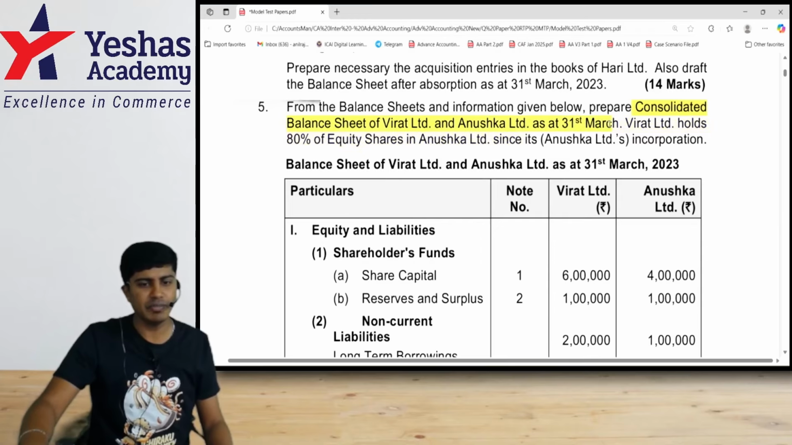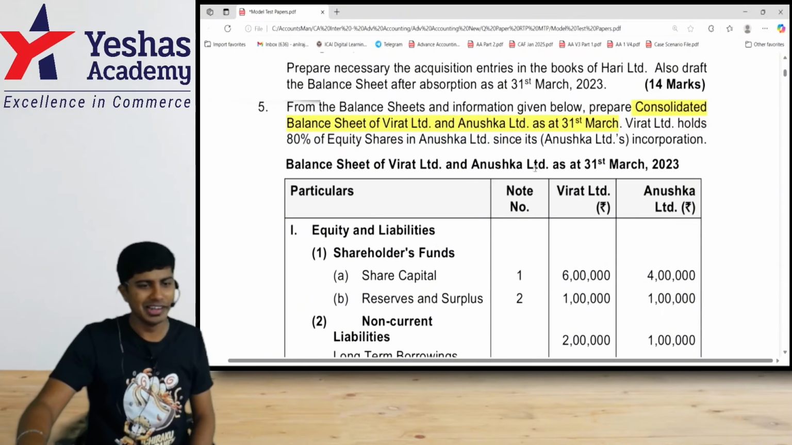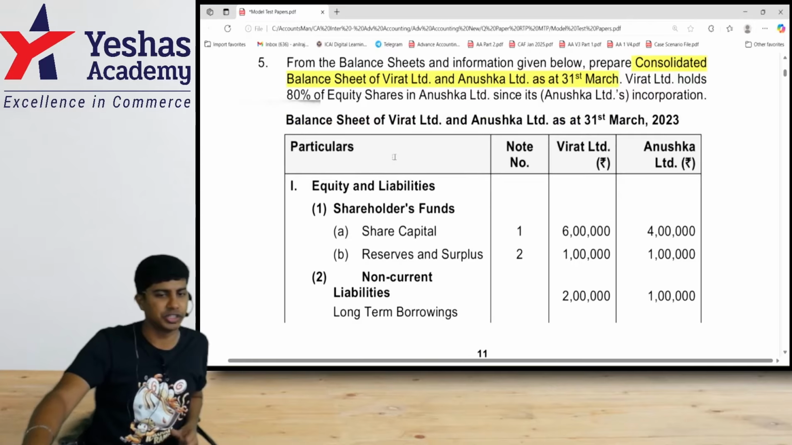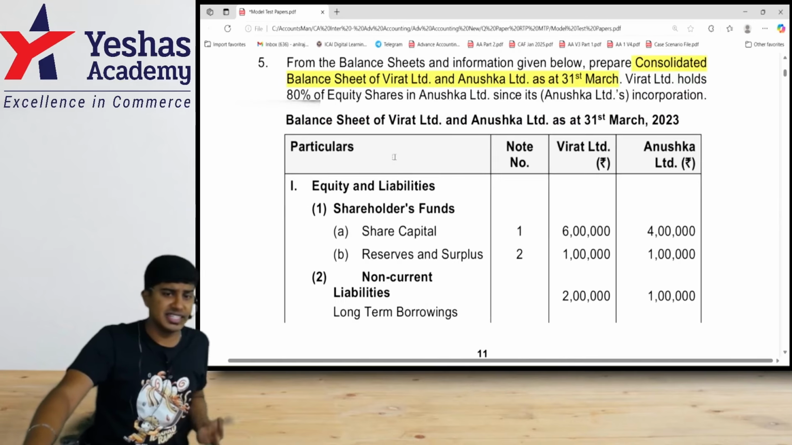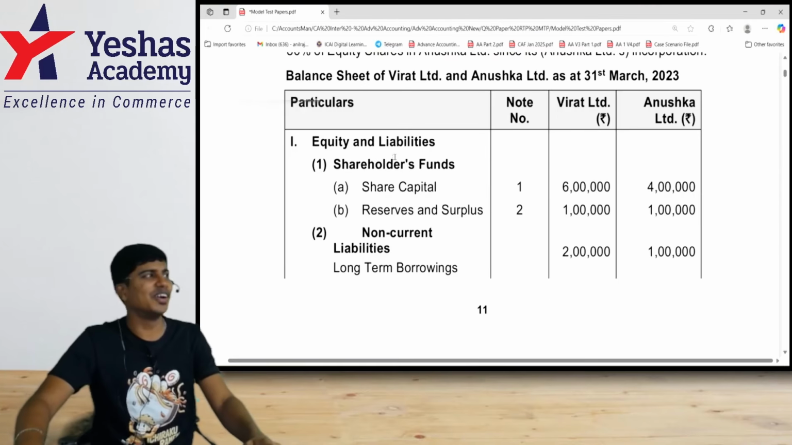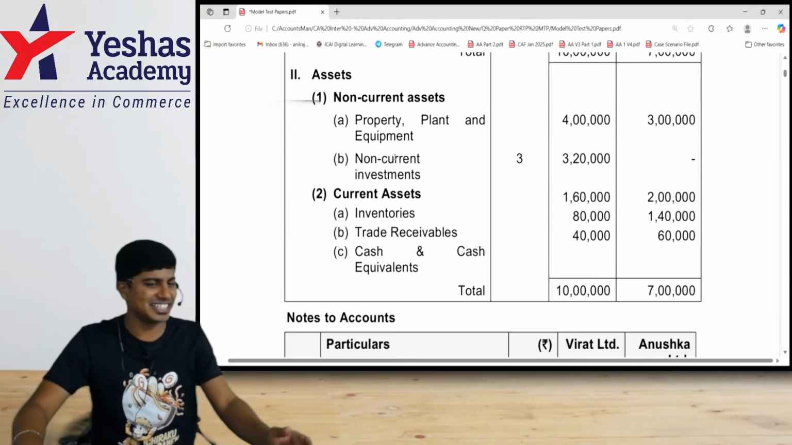As at 31st of March, they have not given the year. Virat Limited holds 80% of equity shares in Anushka Limited. Ever since Anushka Limited was incorporated, it is a subsidiary and Virat is holding. Not 100%, 80%. You get it? So, what do we do with the consolidation? Are there any adjustments? No.